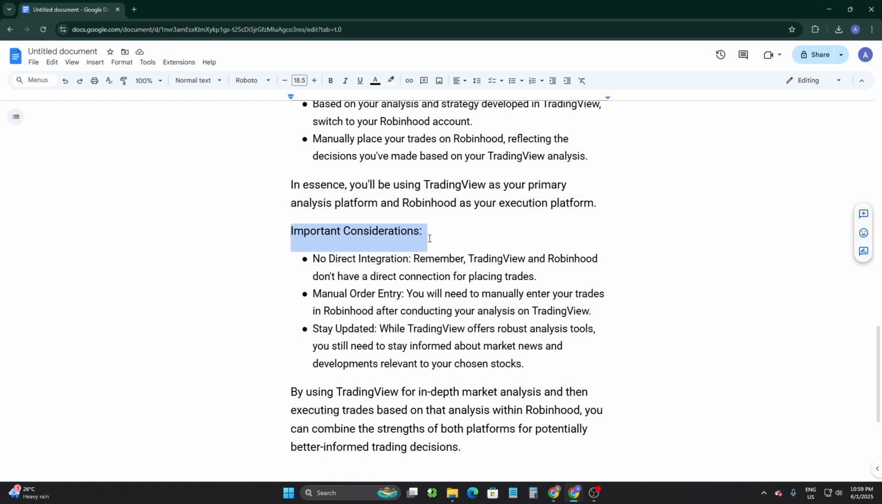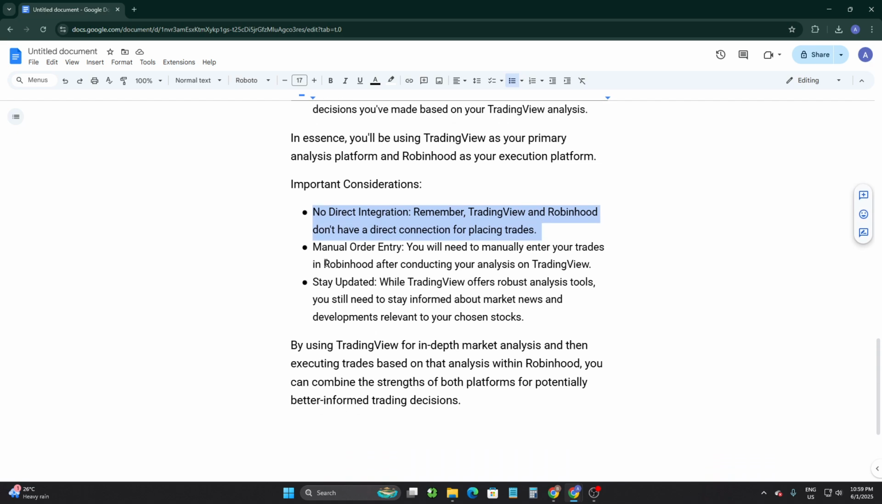So here are the important cautions or considerations for you. No direct integration. Remember, TradingView and Robinhood don't have a direct connection for placing trades. Manual order entry. You will need to manually enter your trades in Robinhood after conducting your analysis on TradingView.